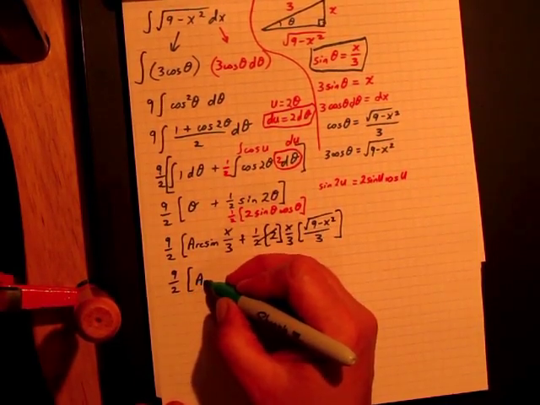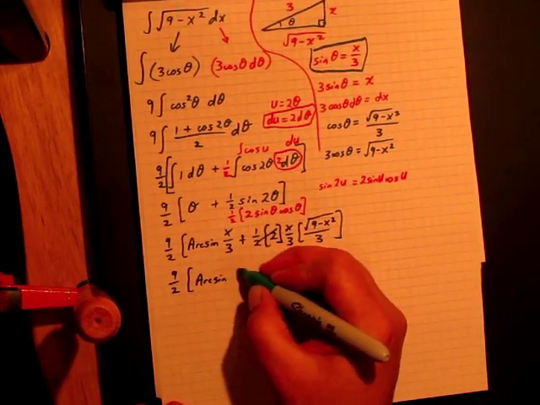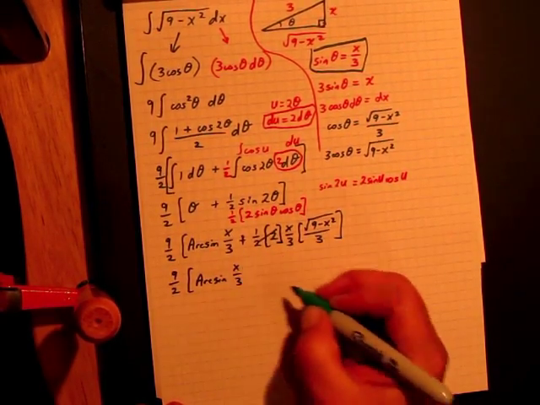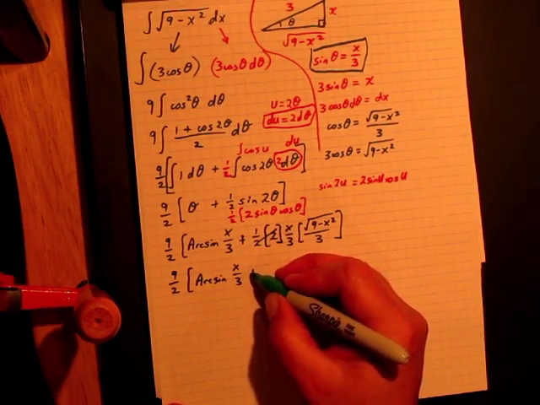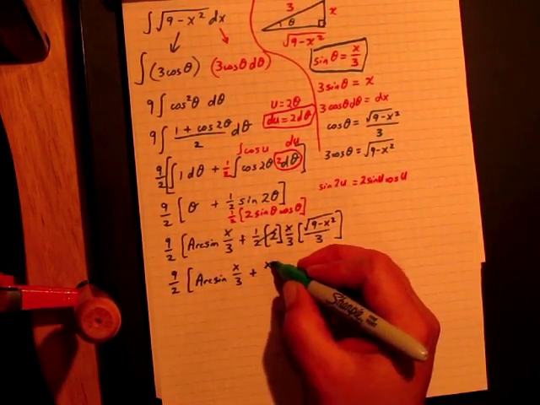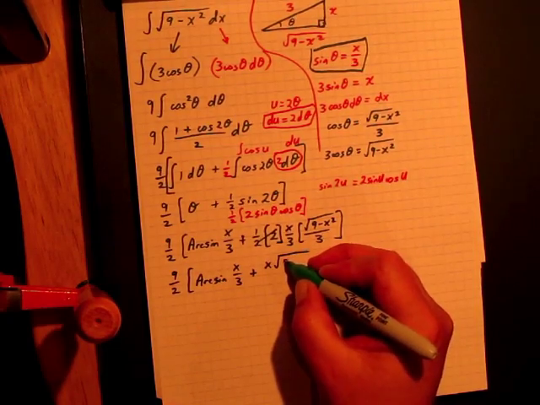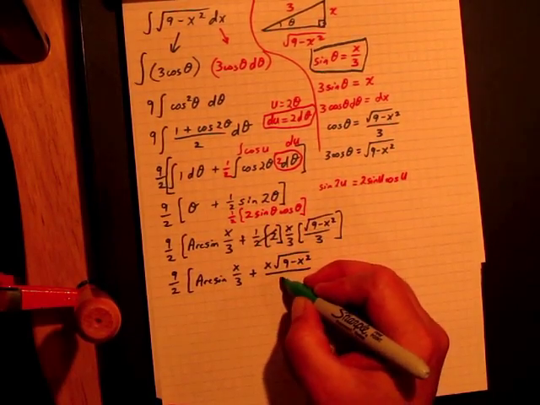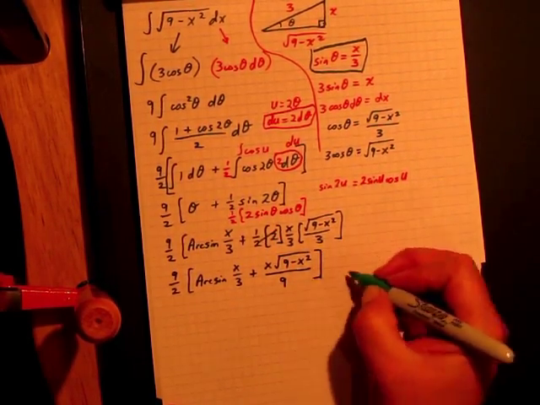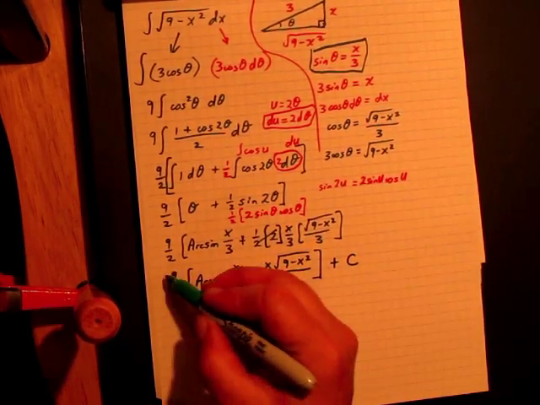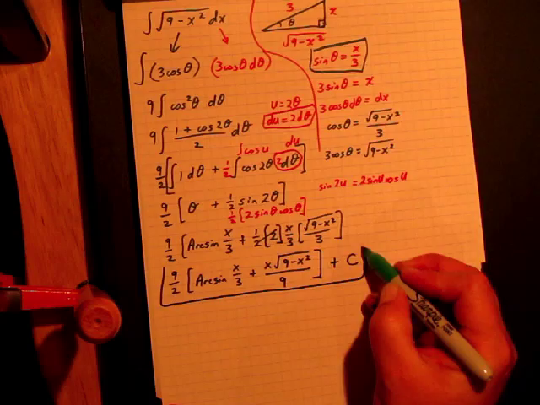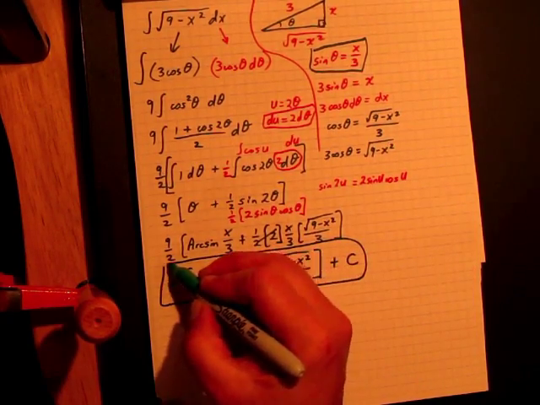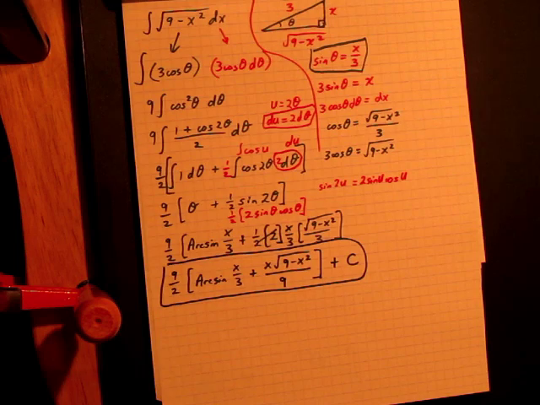quantity arc sine of x over 3 plus x square root 9 minus x squared all over 9 plus c, because this is an indefinite integral. Now there are various ways that this could be left, but this is the way I'm going to leave it, and I believe this is correct.